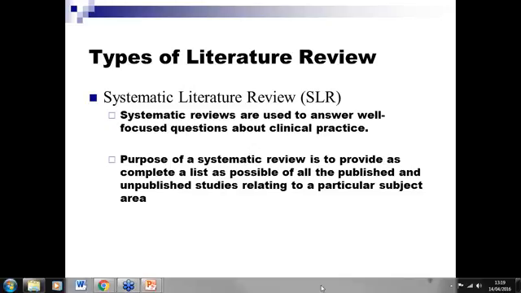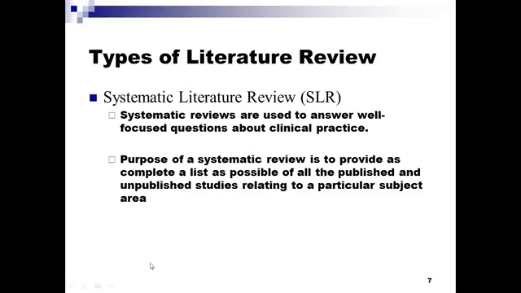Going on to the purpose of a systematic review: it is to provide as complete a list as possible of all the published and unpublished work related to your particular subject. So in a systematic review, you need to be incredibly comprehensive. And when writing your research proposal, you will write it in a very specific way, because a systematic review is considered to be a positivist approach, a positivist paradigm.